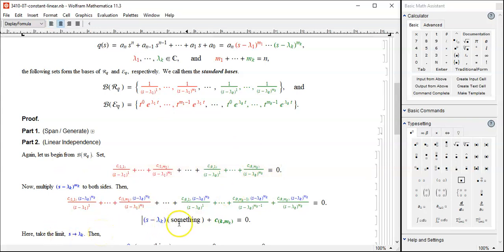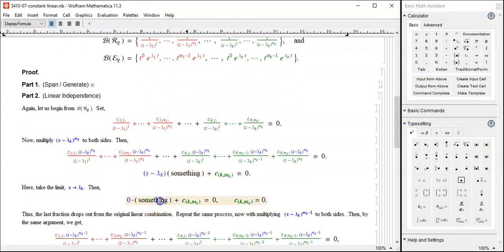And look at the limit rule. That algebraic expression has no denominator of this green type. Those all canceled out. The other denominators, s minus some other lambdas, whatever, I don't care, because s is approaching lambda k, and this is going to 0. So what do we have? 0 times something plus this coefficient is equal to 0. So the last coefficient is equal to 0.